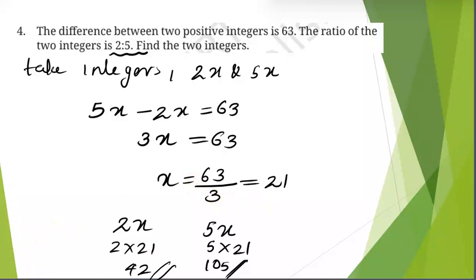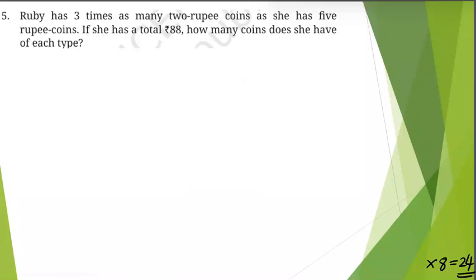Now we will move to the next question. The next question says that Ruby has 3 times as many 2 rupee coins as she has 5 rupee coins. If she had a total of 88 rupees, how many coins does she have of each type? So it's given that Ruby has 3 times as many 2 rupee coins as she has 5 rupee coins.